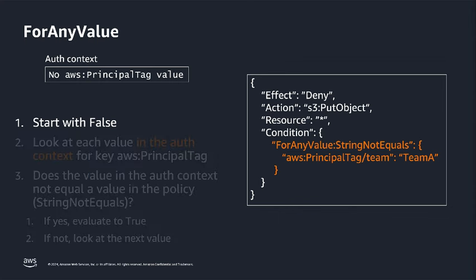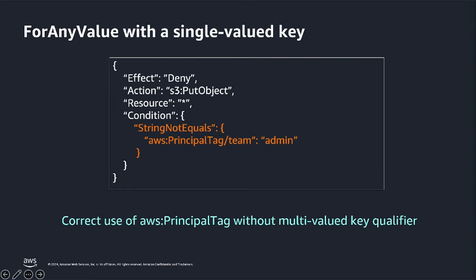So if we look at this algorithm, if there are no values in the auth context, we can ignore steps 2 and 3, and this condition just evaluates to false, and the statement does not match, meaning access is not denied with this example statement. Now, this is contrary to what you probably wanted if you authored this statement. Expected if the team principal tag was not team A, then access would be denied. You probably wanted something like this, which correctly denies the request unless the team principal tag has a value of admin. So it's also important to ensure that you only use for any value with multi-valued keys as well.